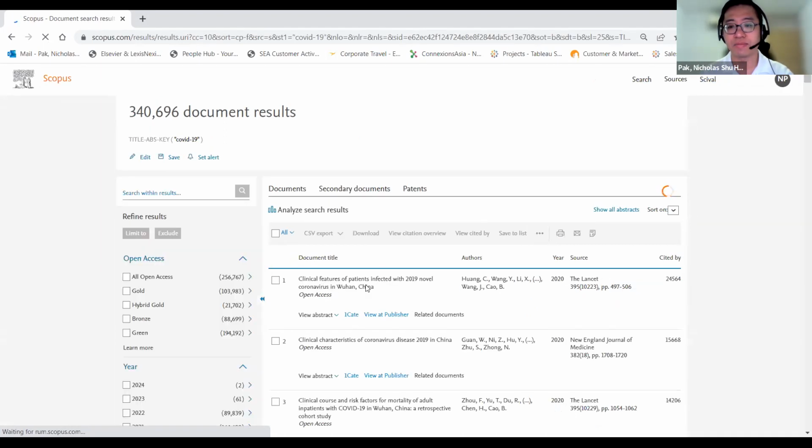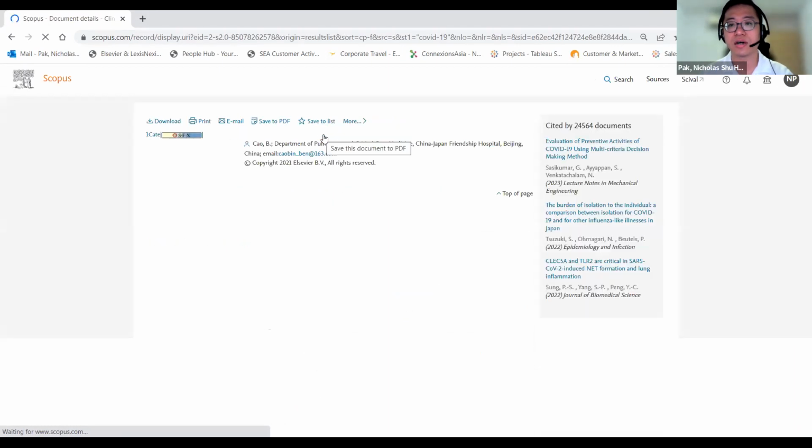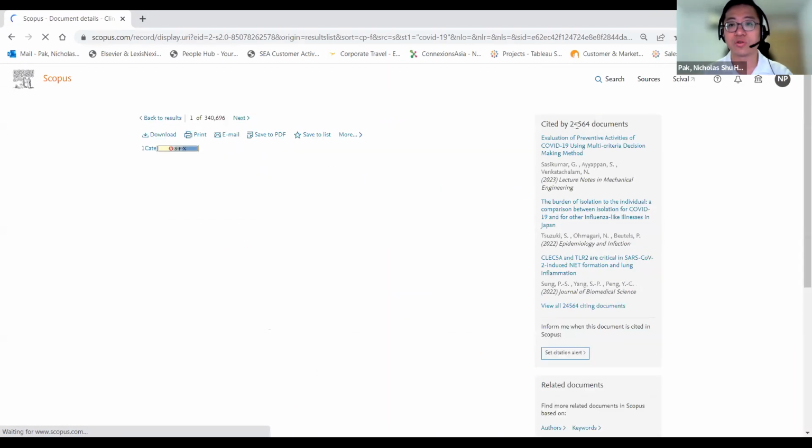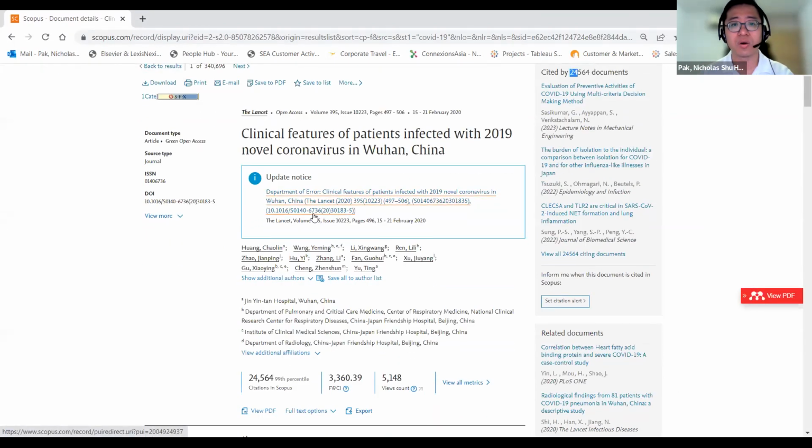And this will be one of the first publications, right? The clinical features of patients infected with 2019 COVID in Wuhan, China. This was published in the Lancet earlier on in 2020 itself. It's been cited by about 24,000 documents. We can see that there's an update notice.